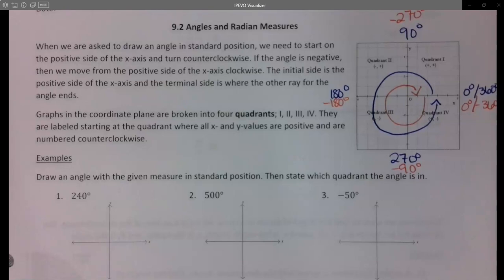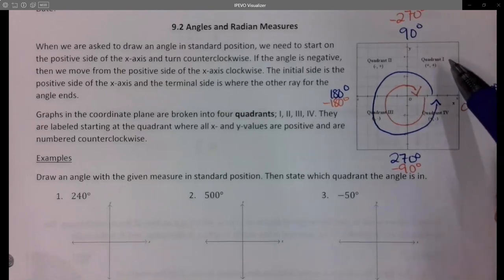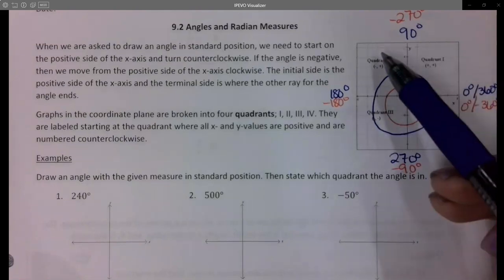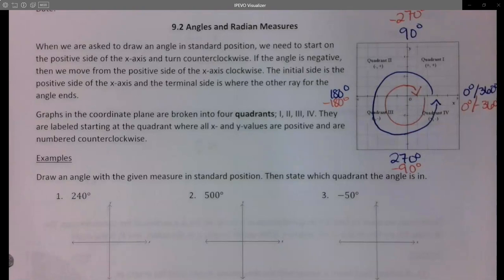Okay. Then we also have 4 quadrants. They start in the top right, and then they also go counterclockwise. It goes 1, 2, 3, 4. And then depending on what quadrant it is, the x and y values change signs.